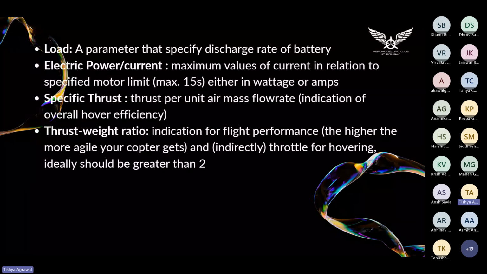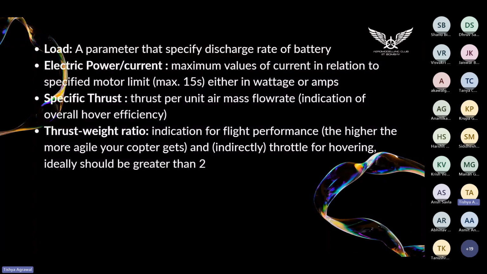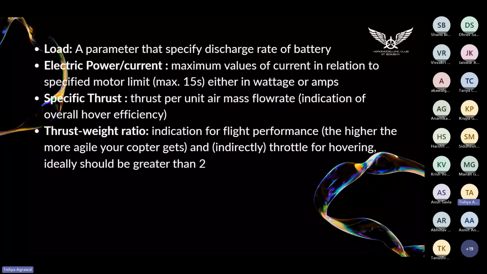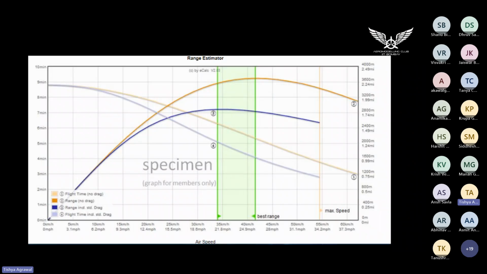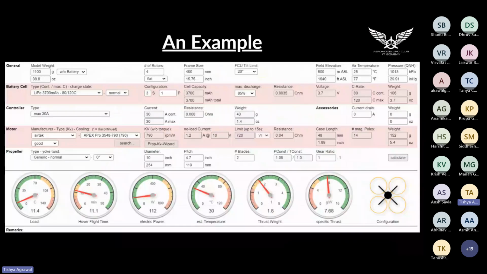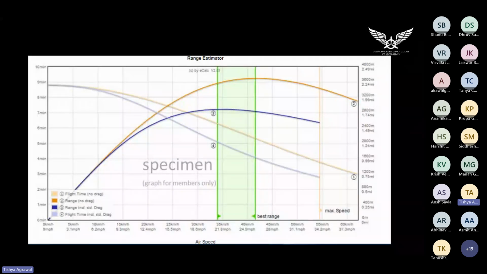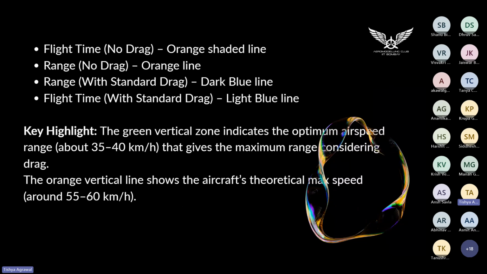Along with these 6 parameters, the tool also gives us a beautiful graph as an outcome. In this graph, we can see there are 5 to 6 regions in which the data is getting displayed. First, as you can see, it is the orange shaded line. Orange shaded line is representing the flight time if there would have been no drag in ideal case scenarios. But as we are living in the real world where there would obviously be standard drag, the flight time with standard drag is represented by the light blue line.